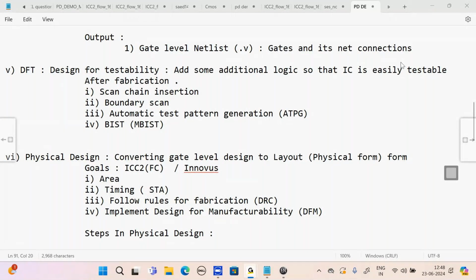Okay, what about placement? So first I'll tell you how the placement works. There are product-based companies. What are product-based companies? The companies which get ICs fabricated. What are the examples for that? Intel, AMD, Qualcomm, Nvidia, MediaTek, Samsung, ARM. They are product-based companies.